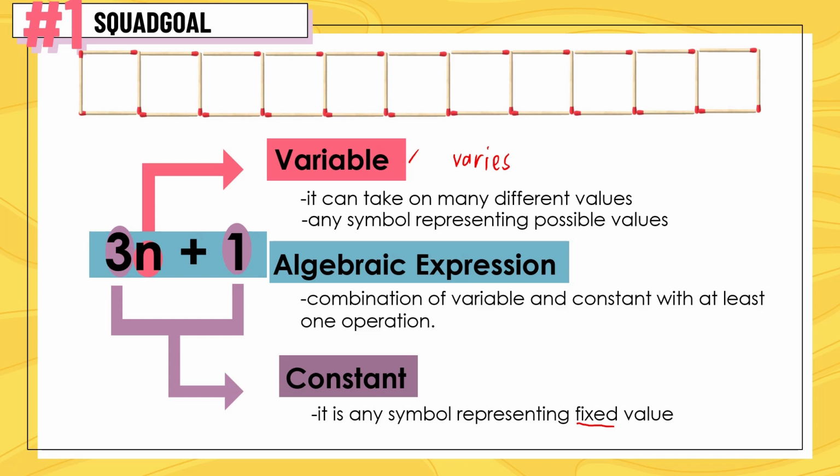What is the operation that we use in this algebraic expression? We visibly use addition, right? Since this is a plus sign. Another operation that we use here is, what do you think? Of course, we also use multiplication, right? 3n is simply 3 times n. And we have already accomplished your first squad goal. We have defined variable, constant, and algebraic expression.